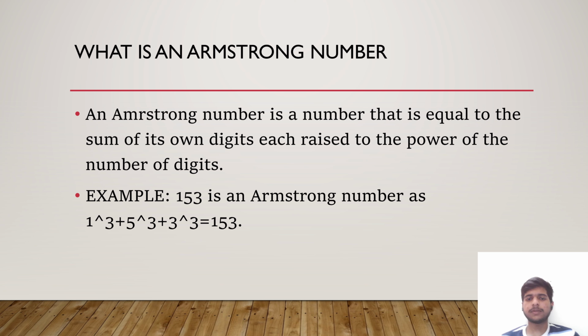How is it an Armstrong number? 153 is a 3-digit number. So 1 raised to the power 3 is 1, plus 5 raised to the power 3 is 125, and then 3 raised to the power 3 is 27. Taking all the sum, that is equal to 153, which is equal to the original number. So 153 is an Armstrong number.